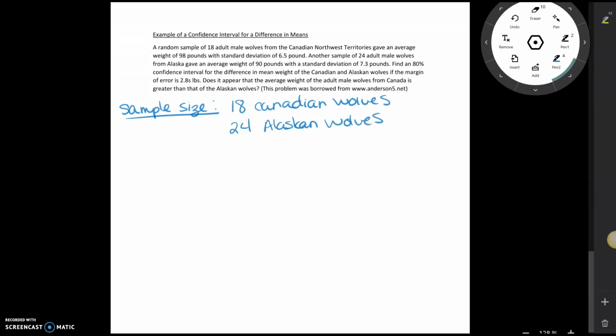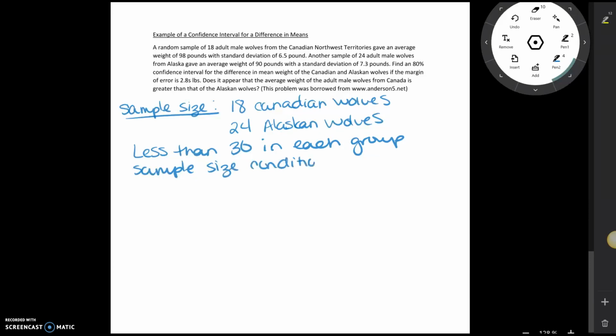All right, so when we're checking sample size conditions for means, we need at least 30 in each of the groups. So here we have less than 30 in each group. So the sample size conditions are not met. So we're going to proceed with caution.